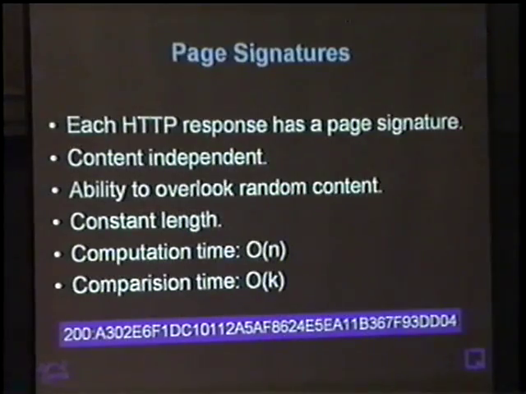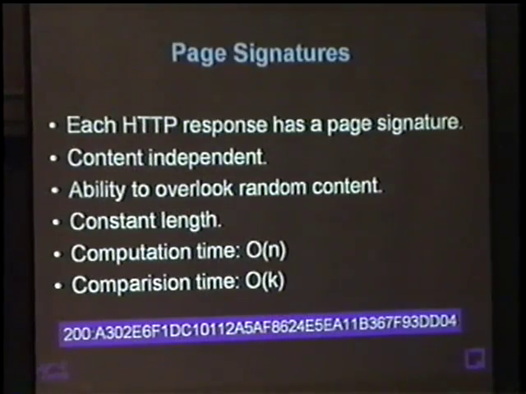So here's what a page signature looks like. Each HTTP response, the HTTP header and the HTML data, goes into computing this magic page signature. It is independent of the content in there, which is very important because we can't really trust the content being returned. It has the ability to overlook random contents. You can have random strings in there which keep on changing, but the page signature is impervious to any randomized stuff. The signature itself is a string of constant length, as shown in the blue box at the bottom.